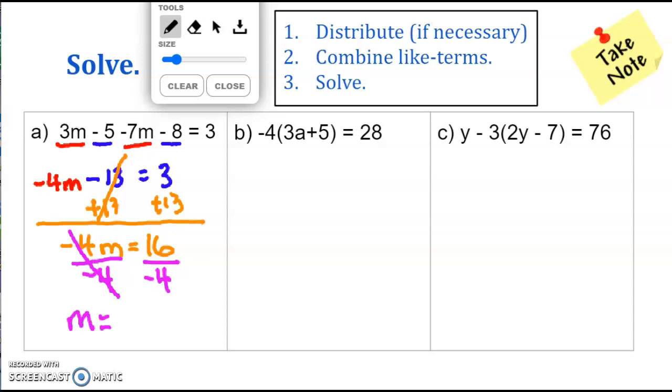So m is equal to, what's 16 divided by negative 4? That's 16 divided by 4 is 4. Positive divided by negative is negative. So my final answer is m is equal to negative 4. Let's try the next problem.